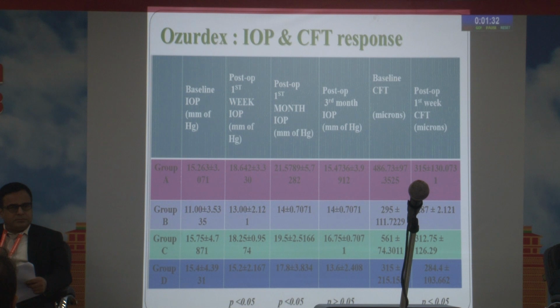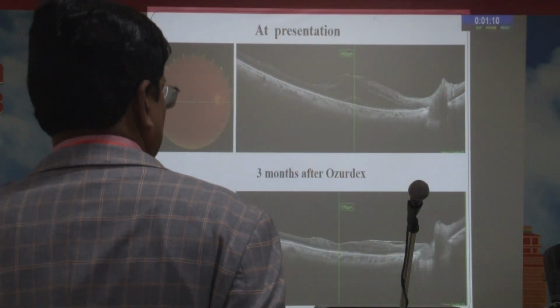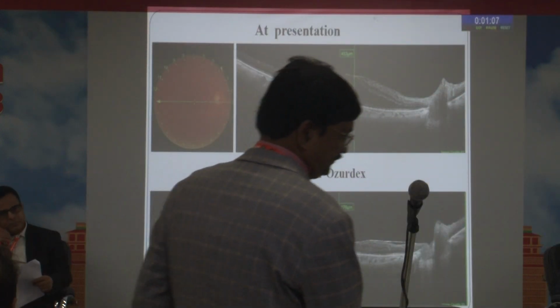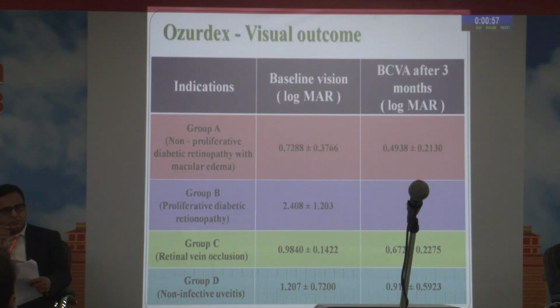We also tried to predict the IOP changes with the central foveal thickness during the first week itself. The central foveal thickness showed a reducing trend in all 4 groups, with a maximum reduction in group C, that is the retinal vein occlusion. This is the fundus photograph of a patient having macular edema and the OCT with the central foveal thickness measured before and after. We can see the reduction in the central foveal thickness as well as resolving of the macular edema. This is a secondary visual outcome.